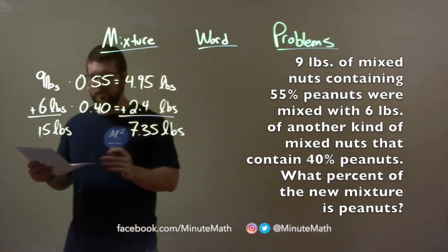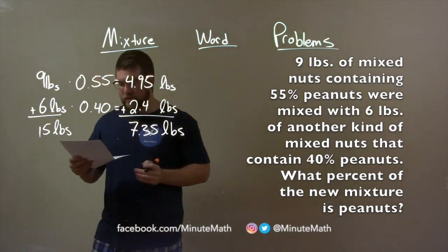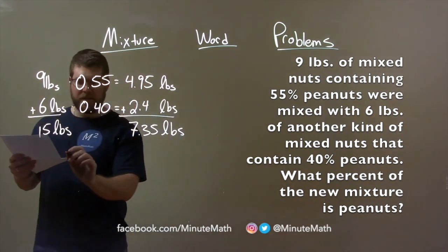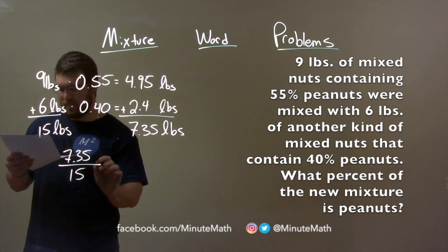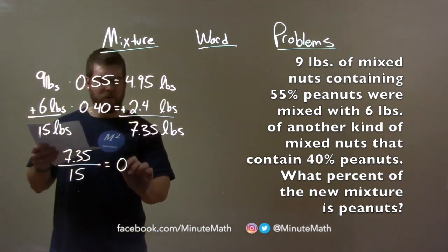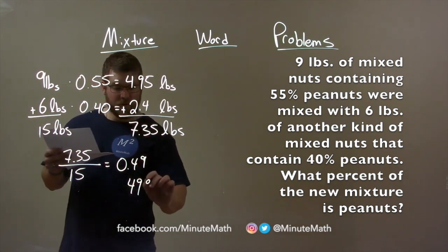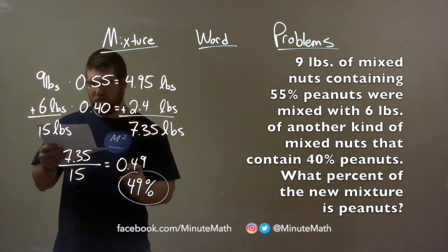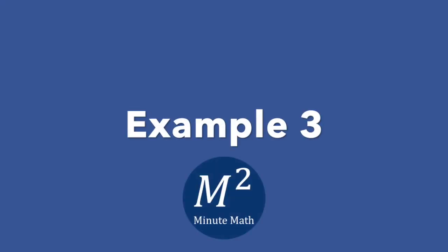And so combining these two to make a fraction, we want to see what percent of the final mixture is peanuts. So we take 7.35, divide that by 15, and we get a decimal of 0.49, which comes out to be 49%. And so our final mixture contains 49% peanuts.